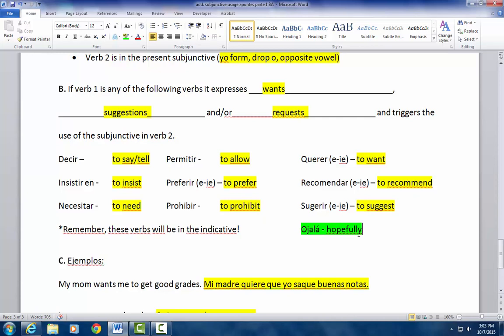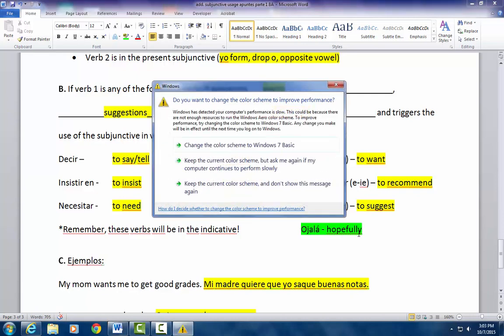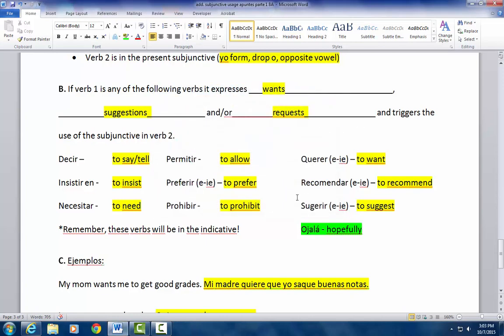Necesitar, to need. Permitir, to allow. Preferir, to prefer. Prohibir, to prohibit. Querer, to want. Recomendar, to recommend. Sugerir, to suggest. Now we have to remember that not all of these verbs have stem changers: preferir, querer, recomendar, y sugerir.